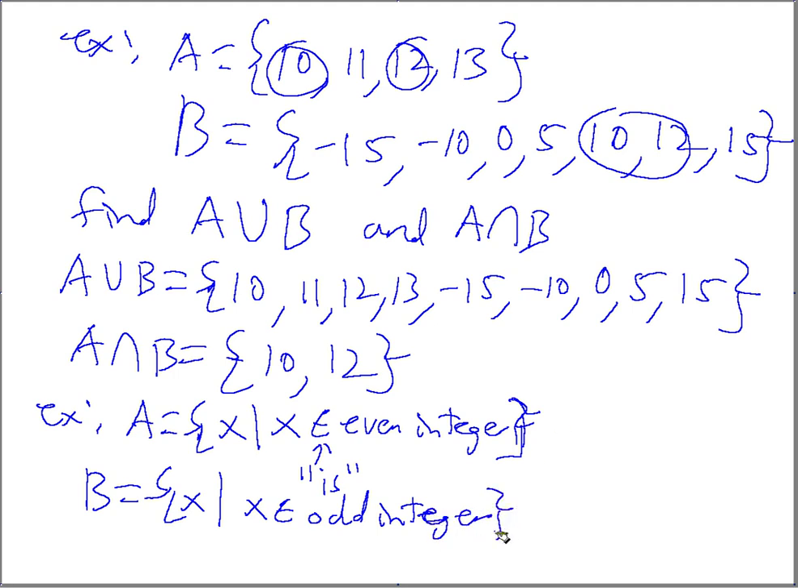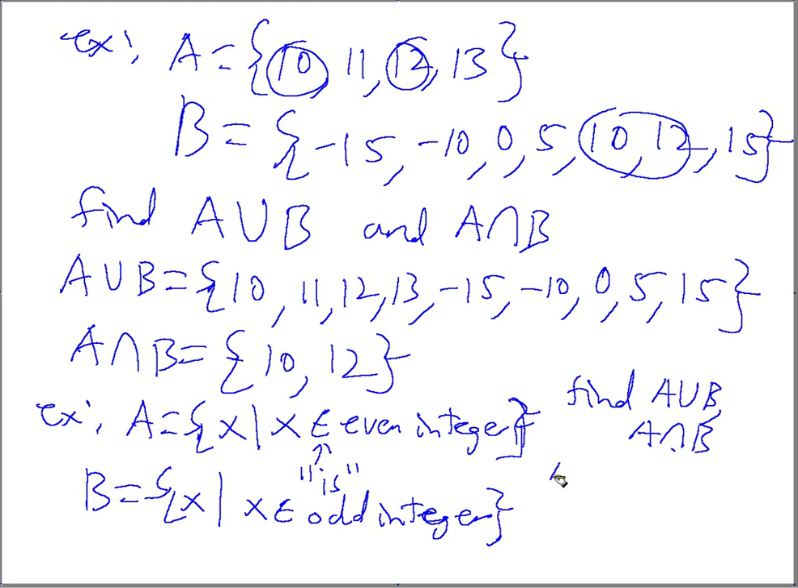Alright, so let's go ahead and calculate the union and intersection of these two sets. So let's find, again, A union B and A intersect B. Well, A union B means what? We're joining the even integers with the odd integers. If I join all the evens and the odds together, what do I get? Wouldn't I get all the integers, basically?